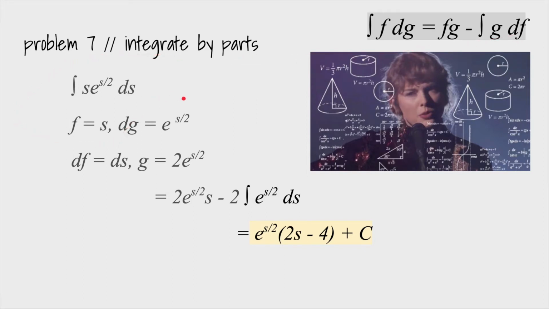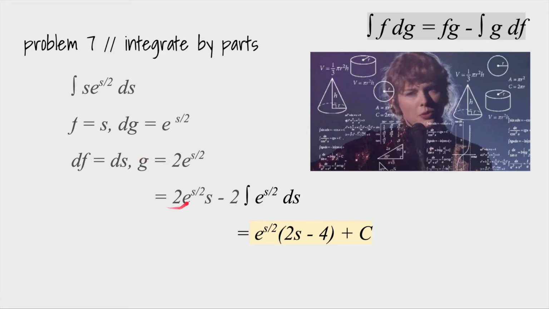This one was really simple because it was the integral of s times e to the power of s divided by 2 ds. And then f equals s right here, and dg equals e to the power of s divided by 2. And df equals ds, which is the derivative, and g equals, or the antiderivative, sorry, ignore me. g equals 2 times e to the power of s divided by 2.